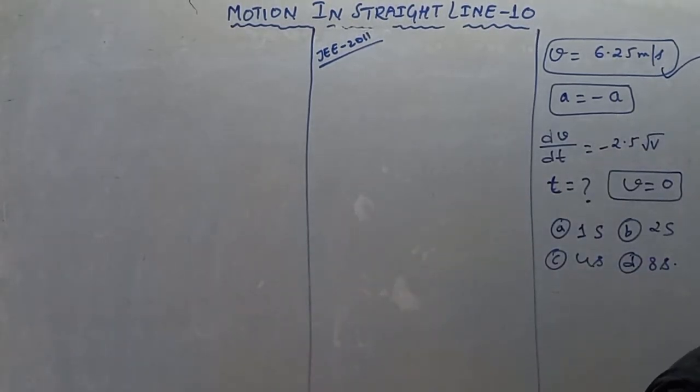An object moving with a speed of 6.25 meter per second is decelerated at a rate given by dv by dt is equal to minus 2.5 root v, where v is the instantaneous speed. The time taken by the object to come to rest would be: options are 1 second, 2 seconds, 4 seconds and 8 seconds. So try to solve this question, my dear student.